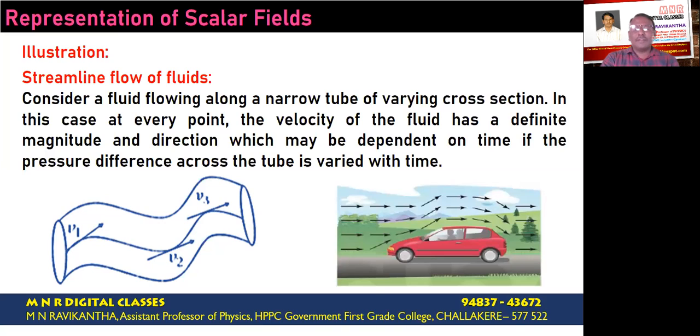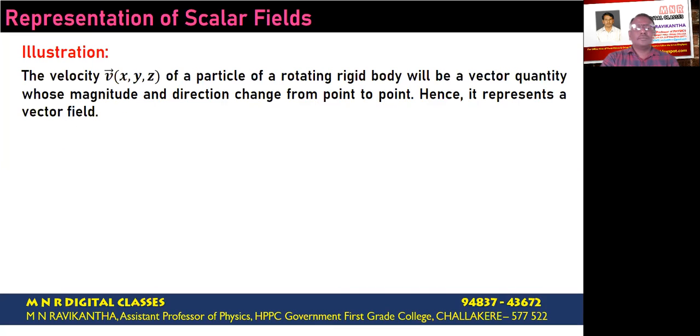Similarly, in the case of air blow, we already discussed the diagram. The length of the arrow represents the magnitude. The direction of the arrow represents the direction of the velocity of the wind at that particular position. This is the streamline flow of air. So this concept of field lines helps us in understanding the nature of the vector field in a given region of space.